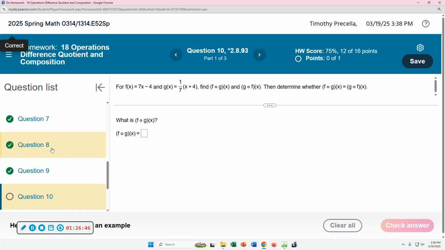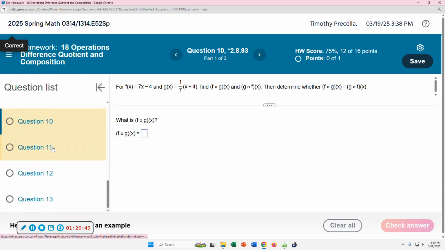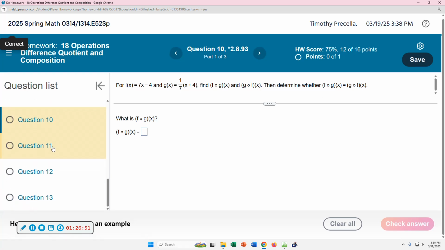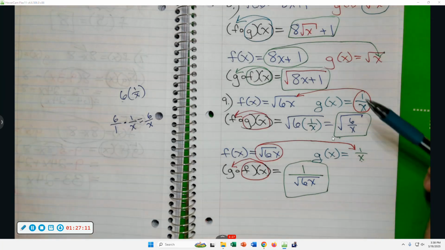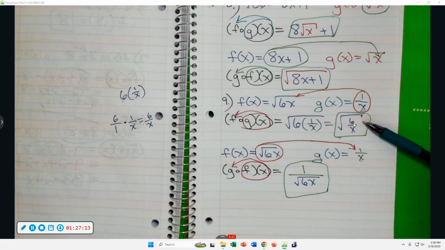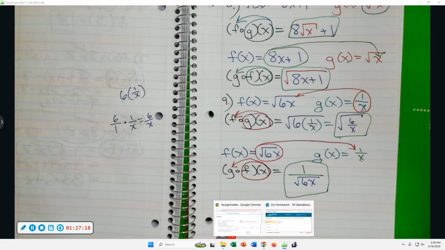For f of x equals 7x minus 4 and g of x equals 1/7 times the binomial x plus 4, find f composed with g of x and g composed with f of x. Then determine whether f composed with g of x is equal to g composed with f of x. Wait a minute. Why are they asking that? Look back at number 9. Look at my work. Does f composed with g equal g composed with f? We can just look at the MyLab answers.